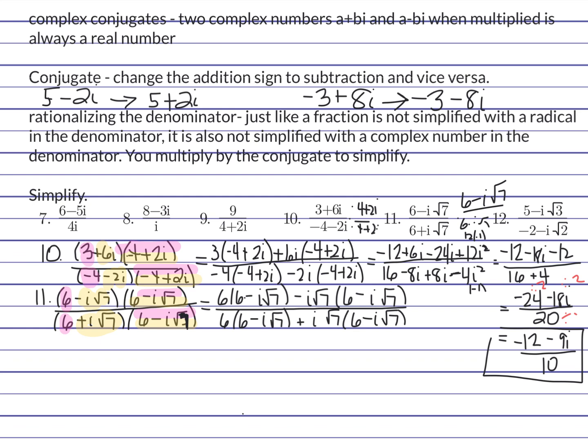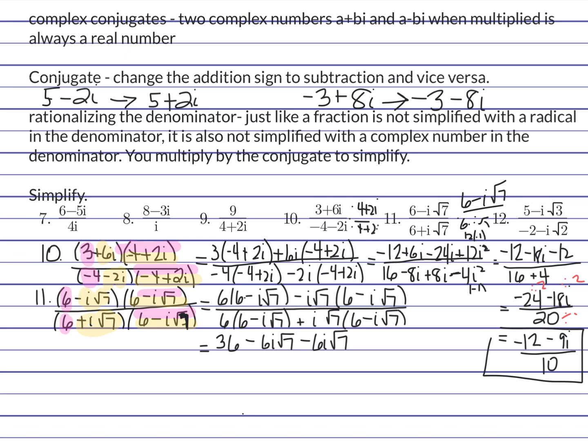Okay, now I'm going to actually do the distribution. 6 times 6 is 36 minus 6i square root of 7. 6 times negative i square root of 7 is negative 6i square root of 7. Negative i square root of 7 times 6 is negative 6i square root of 7.